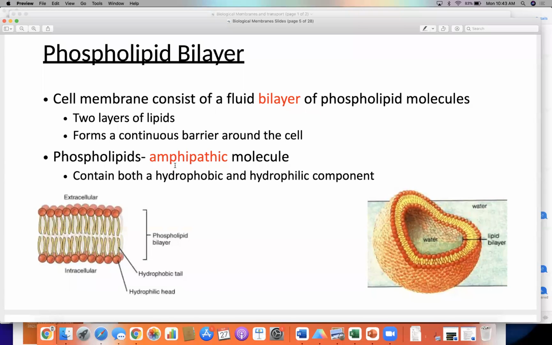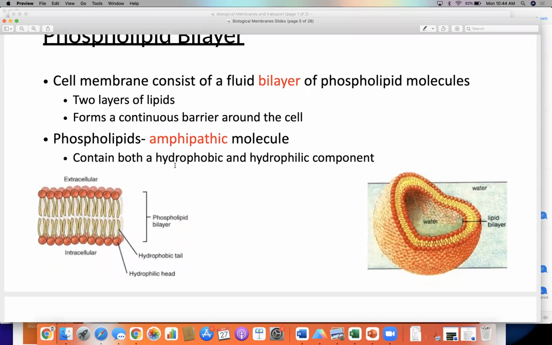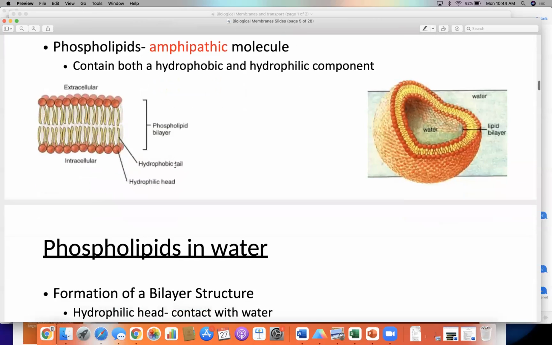That's a unique molecule, because typically a substance or a molecule is hydrophilic or it's hydrophobic. But in this case, we see a special characteristic where this one molecule shares both properties. It has both a hydrophilic and a hydrophobic component. And this is typical of the phospholipid.